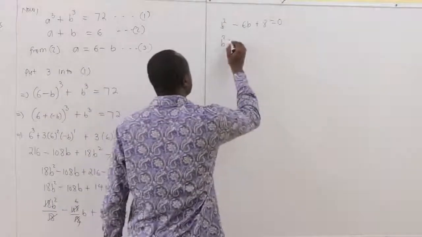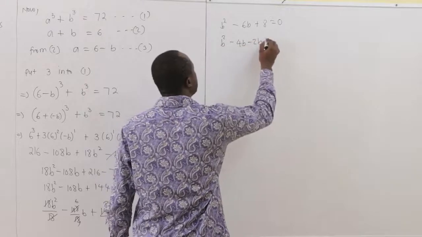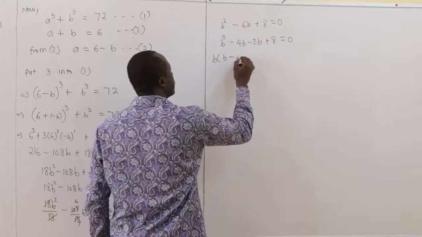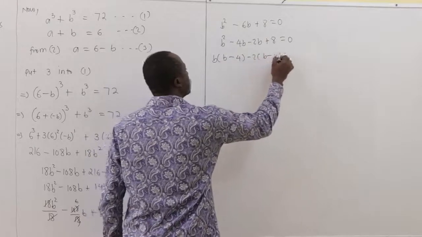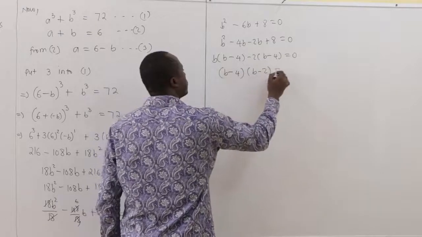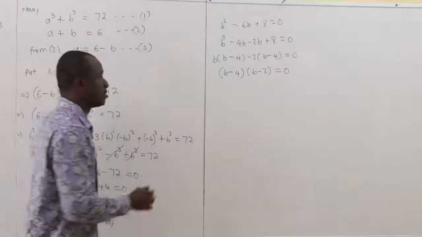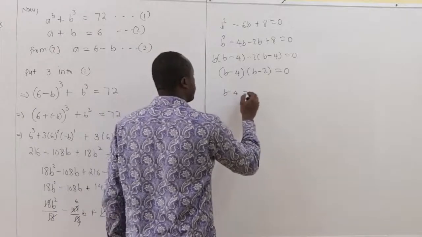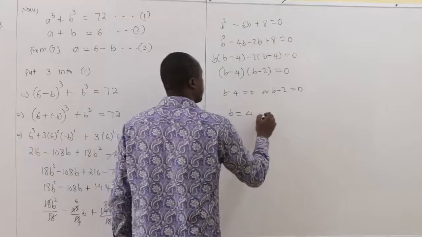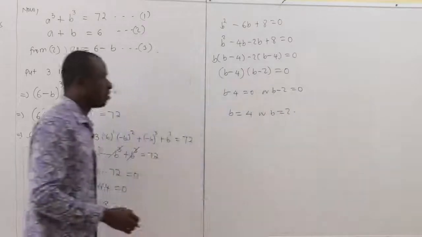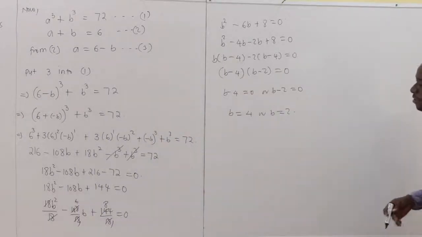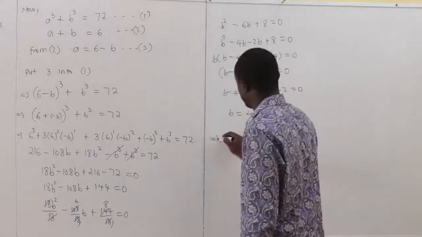So you have b squared minus 4b minus 2b plus 8 equals 0. Factorize b out, we have b(b minus 4), and minus 2 out, minus 2(b minus 4), this equals 0. So (b minus 4)(b minus 2) equal to 0. Use the null factor principle: b minus 4 equals 0, or b minus 2 equals 0. b is equal to 4, or b is equal to 2. Wow, that's it. Very, very easy. So that is b.